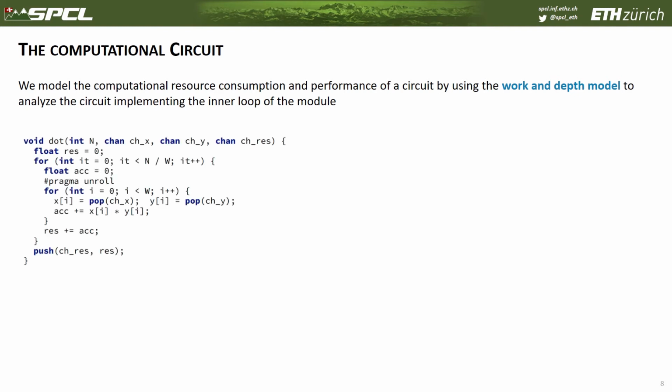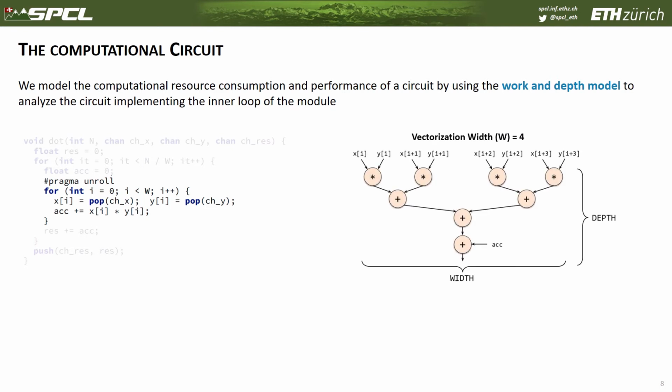Let's take again the dot module, and as we said, the innermost loop is synthesized as a circuit. Now in this case, this can be implemented efficiently by using a tree-like structure, like the one shown in the figure. Here we are using a vectorization width equal to 4. At the leaves we have the input elements, so the elements of X and Y, and at the root we have the final result. Now from here we can derive the circuit work, which in this case is double the vectorization width, so the number of nodes in the tree. And similarly we can derive the circuit depth, which is a logarithmic function of the vectorization width. Here in the formula, L_A and L_M are respectively the latency of the addition and multiplication operations.